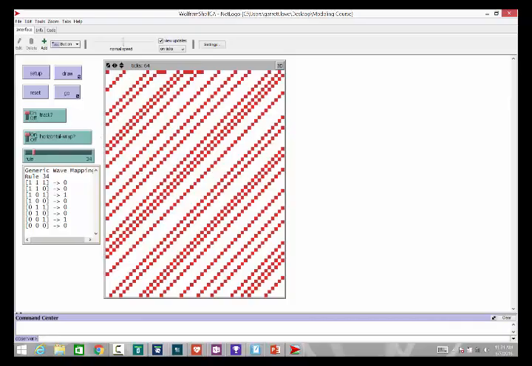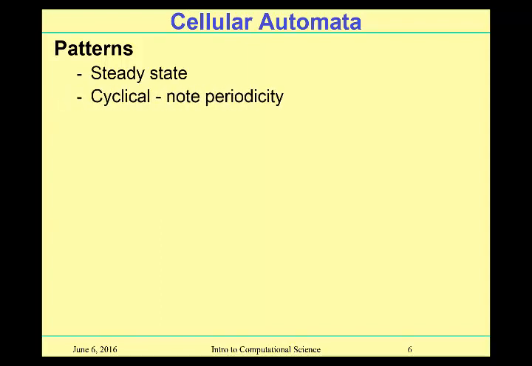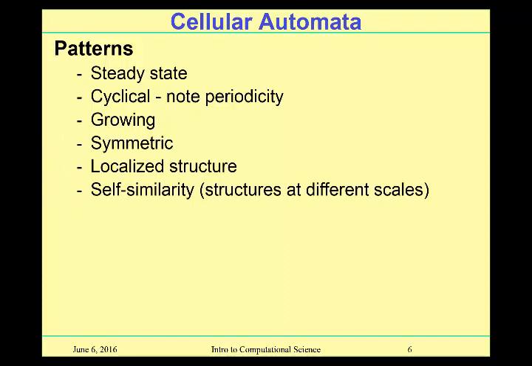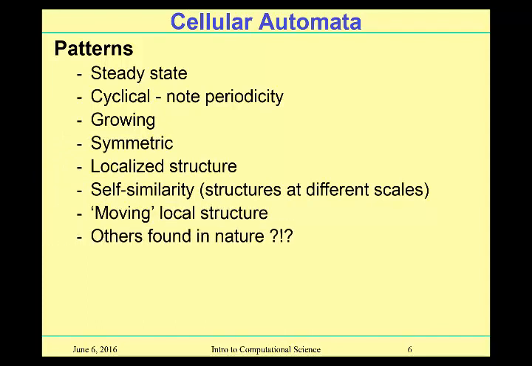So, what kind of patterns might we see next? Can we find steady state patterns? What would a steady state pattern look like? Well, if each line looks exactly the same as the line before it, that would be what we consider steady state. What would a cyclical or oscillatory pattern be? In other words, what would happen if we went from one state to another state and back and forth again? Perhaps that's the term we should have used earlier, a cyclical pattern. Growing patterns, symmetric patterns, localized structure, self-similarity, moving local structure. What are all these patterns we're looking for? I have no idea.